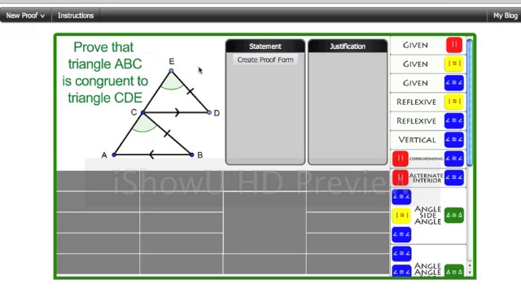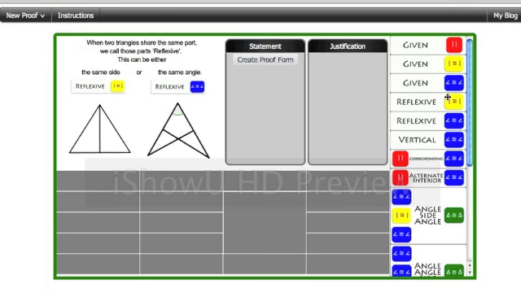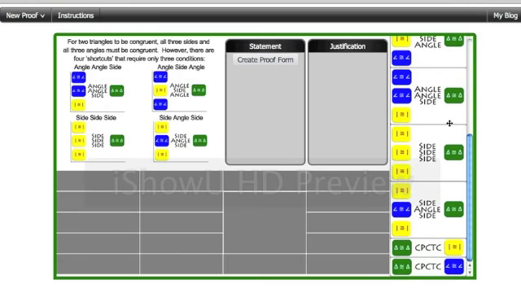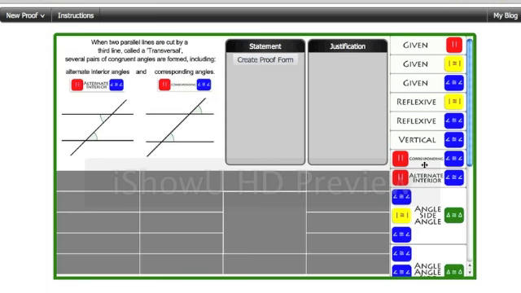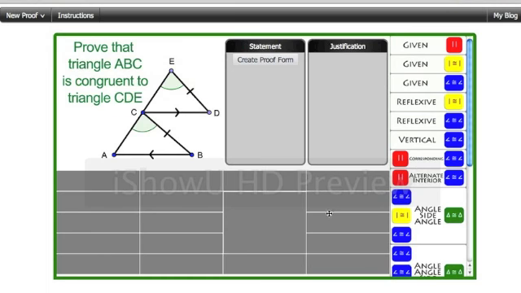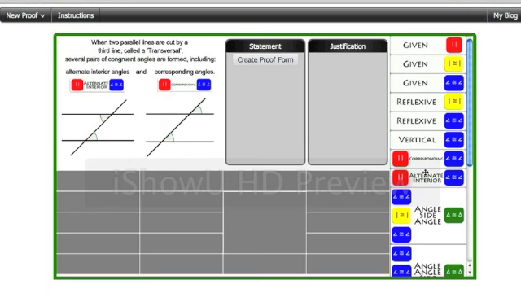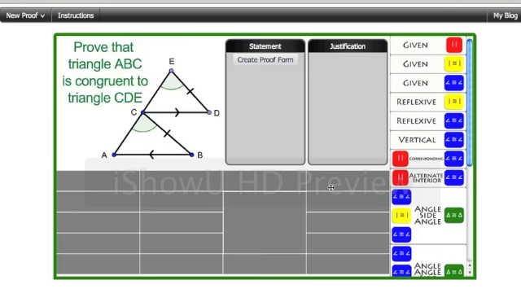Alright, so now that I've got my objective, I'm going to look over at my options for proving this. And the options are listed over here on the right. You can scroll up and down to see there's about 13 options. Some of them are given information, and some of them are theorems that require prerequisite conditions. When you hover over a card which represents a theorem, it will give you a description of what it means and how you can use it.